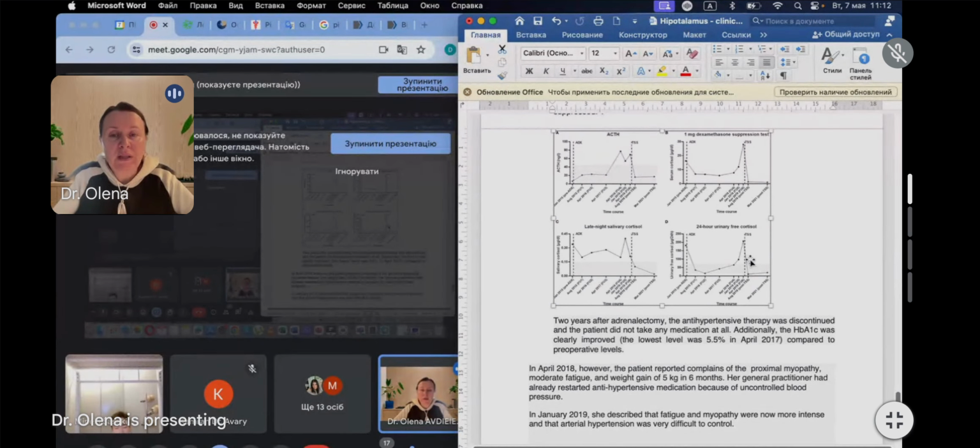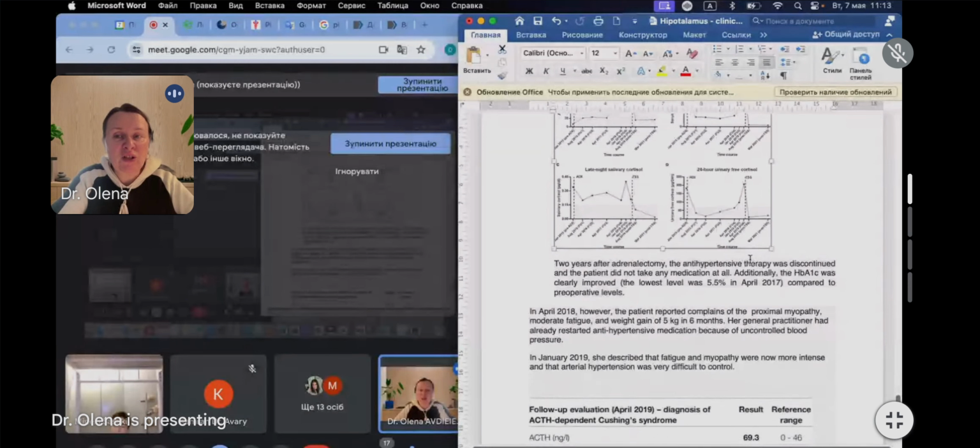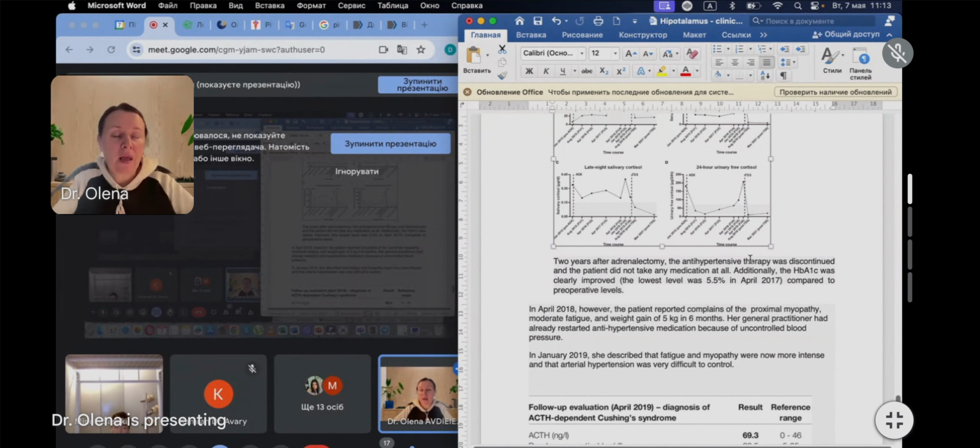But in April 2018, the patient reported complaints of proximal myopathy, moderate fatigue, and a weight gain of 5 kilograms in 6 months. Her general practitioner had already restarted antihypertensive medication because of uncontrolled blood pressure. So some of the symptoms came back, and 3 years after surgery, she again has signs of cardiovascular problems, weight gain, and additionally proximal myopathy and fatigue.